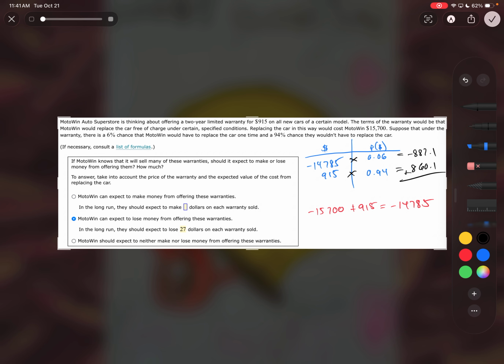Oh, I'm sorry. So that is negative $27 on average. So if we price the warranty at $915, and there's a 94% chance that they don't replace it, and there's a 6% chance that we're going to lose that $14,000, we will actually lose about $27 per warranty that we sell over the long run, okay? So we probably would need to up the price of our warranty to $925 or $950 or something like that to make sure that we are making money on the warranty and not losing money on the warranty.